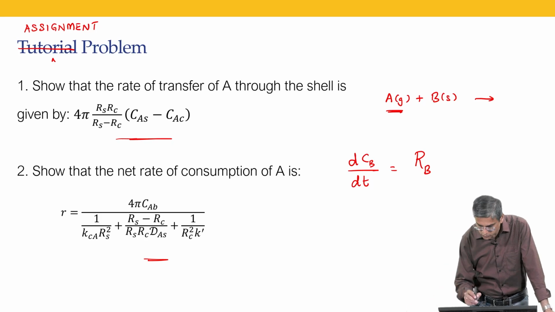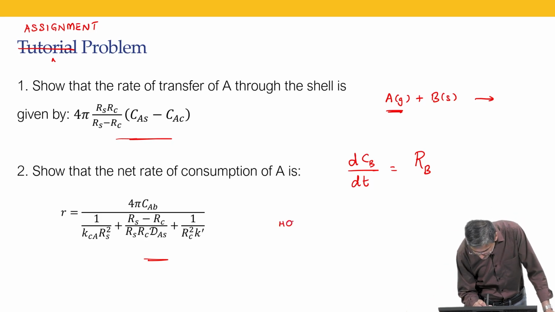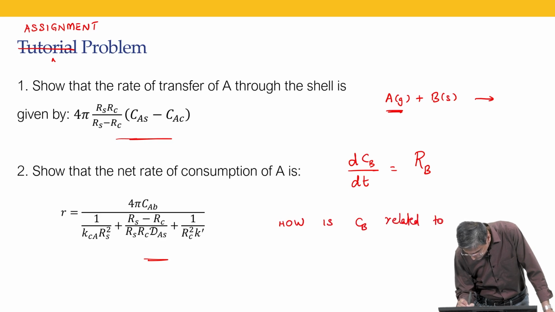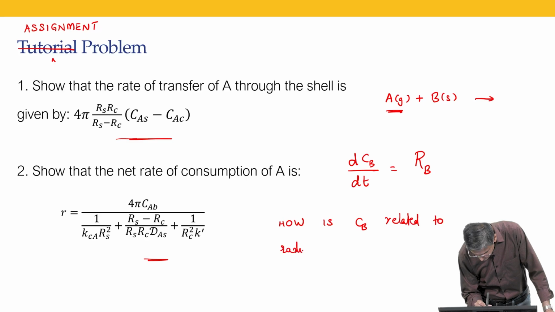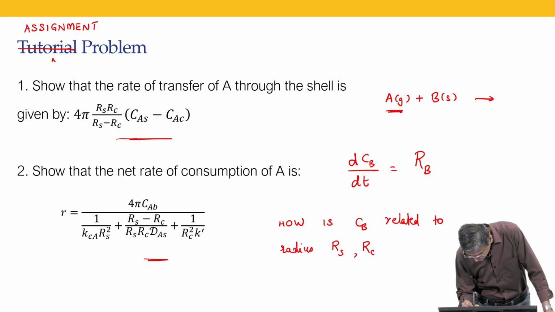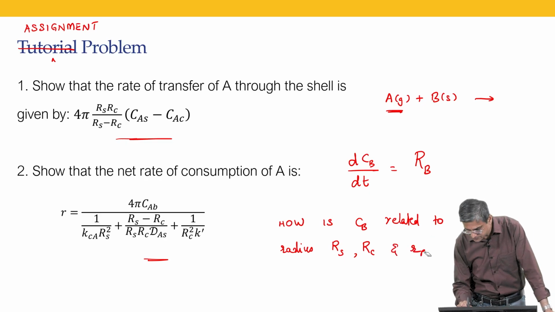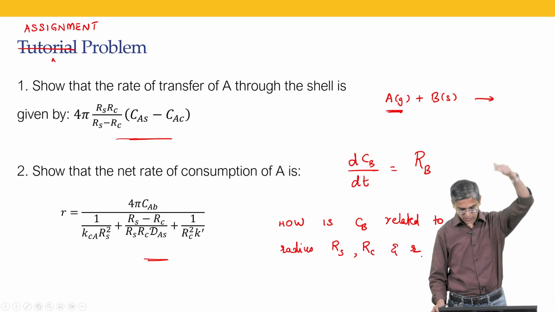All you need to do is figure out how CB changes, where r basically goes from 0 to Rs.